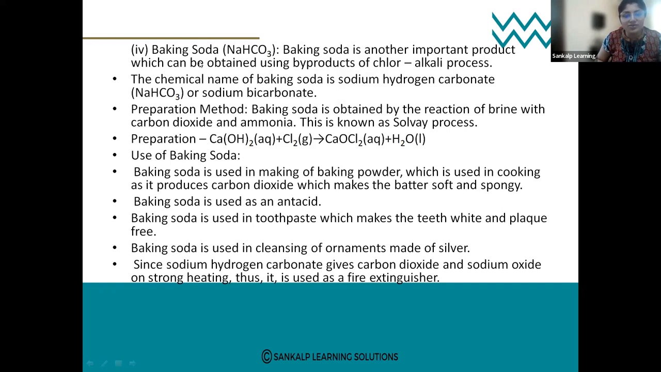Baking soda is also one of the salts. The name is sodium hydrogen carbonate, or it is called sodium bicarbonate. Where do we use this baking soda? In our bakery items, right? To make a soft and spongy cake, for your bakery items.